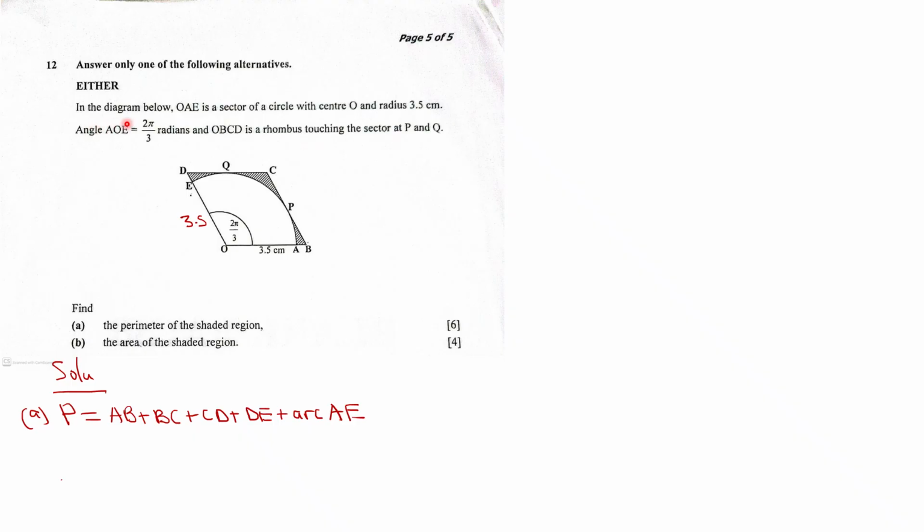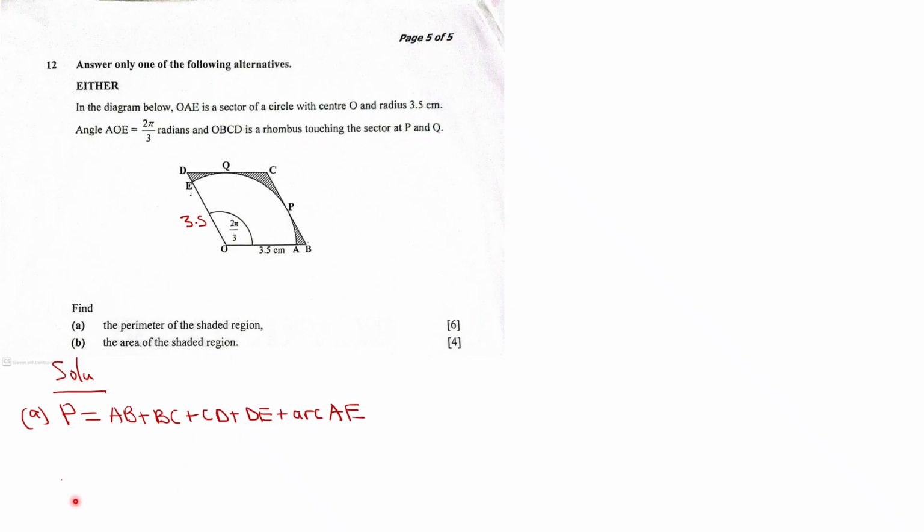It says in the diagram below, OAE is a sector with center O and radius 3.5. They've given us the angle here, and they've given us this thing to say it's a rhombus which is touching the sector at P and Q.